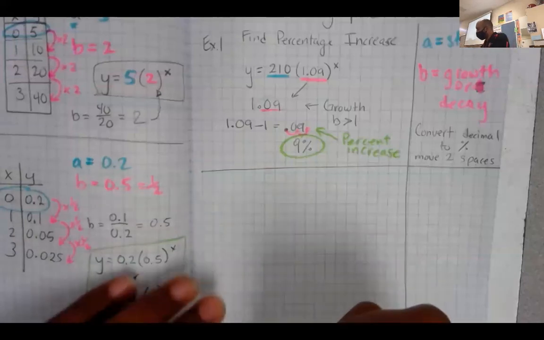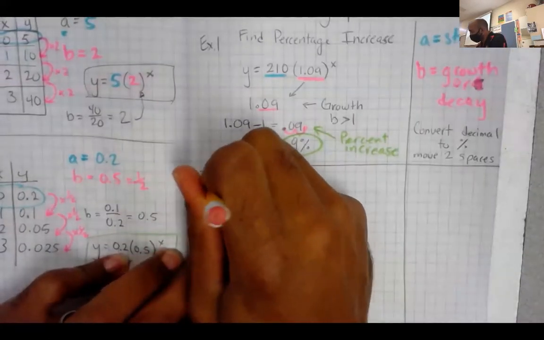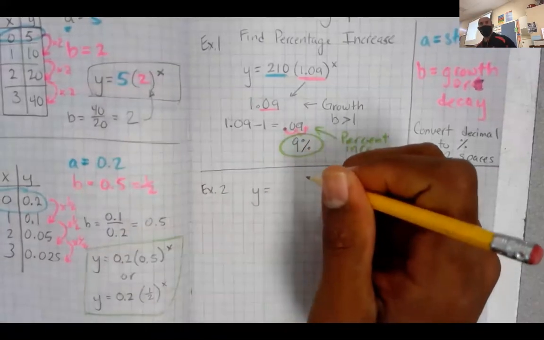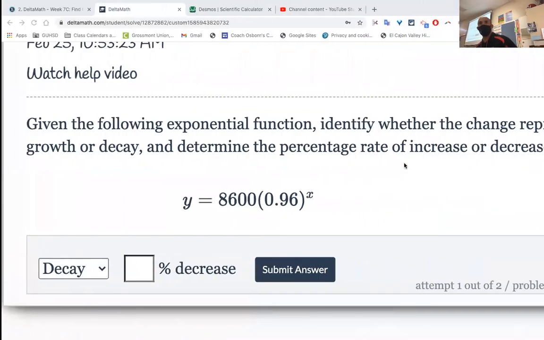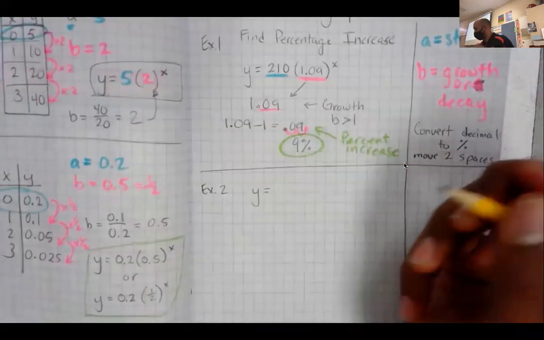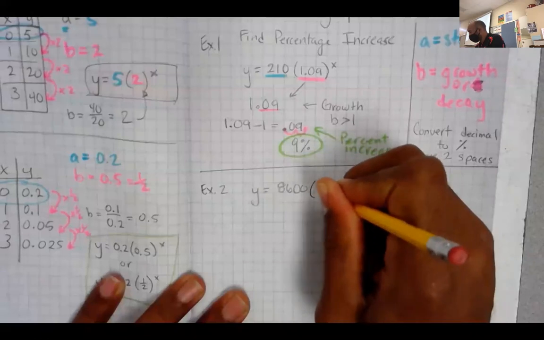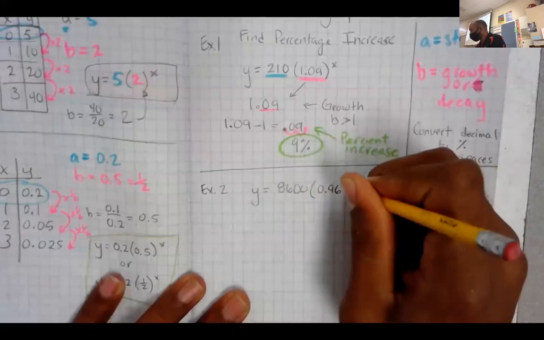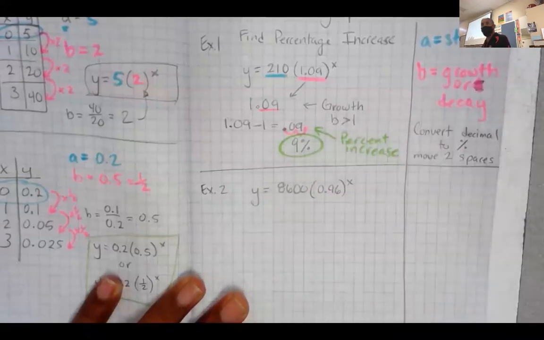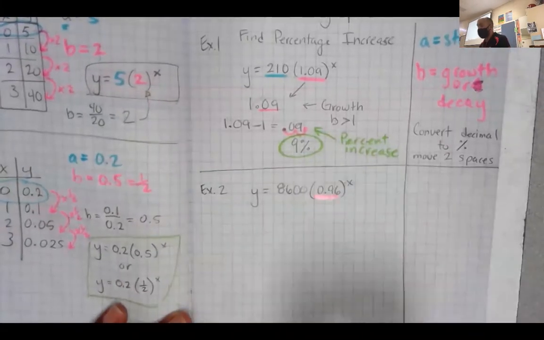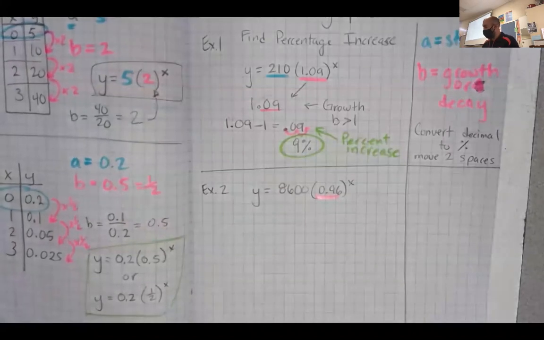Okay, so now we're gonna write down that new example. So y equals, on page, 8,600 times 0.96 raised to the x. So again, that's our B, that's the one we're focusing in on.